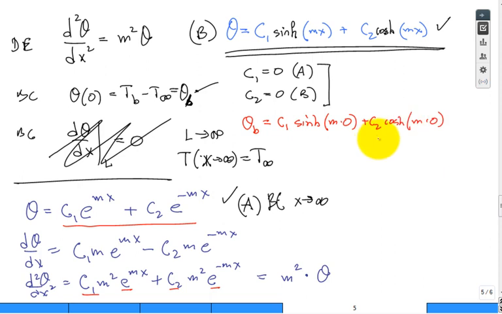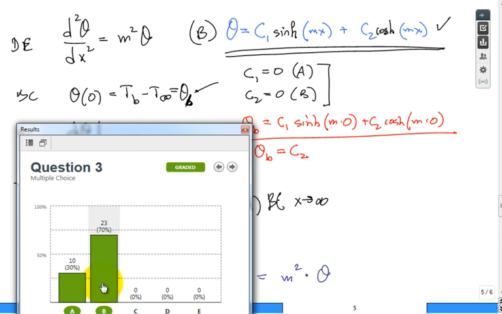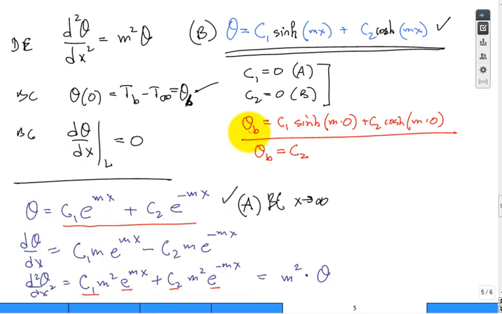Did I do the wrong boundary condition? No wonder you're staring at me. I think I was supposed to do this boundary condition, because I can't conclude that that's equal to 0. It's just that I conclude that theta b is equal to C2. C2 is equal to theta b, not 0. My mistake. Should we grade everybody right? So it's not 0, C2 is theta b.